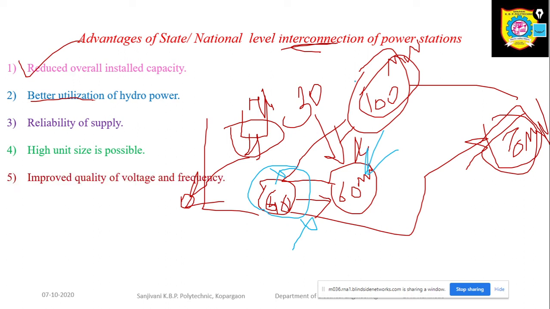Now when all these power plants are connected together, what happens? My quality of voltage and frequency is going to improve. Now you may ask, what is the effect of voltage on the interconnection of the grid? What does interconnection of the grid have to do with voltage? Simple example: in your house there are many equipment. Okay, in your house there may be a geyser, a small mixer and so on.